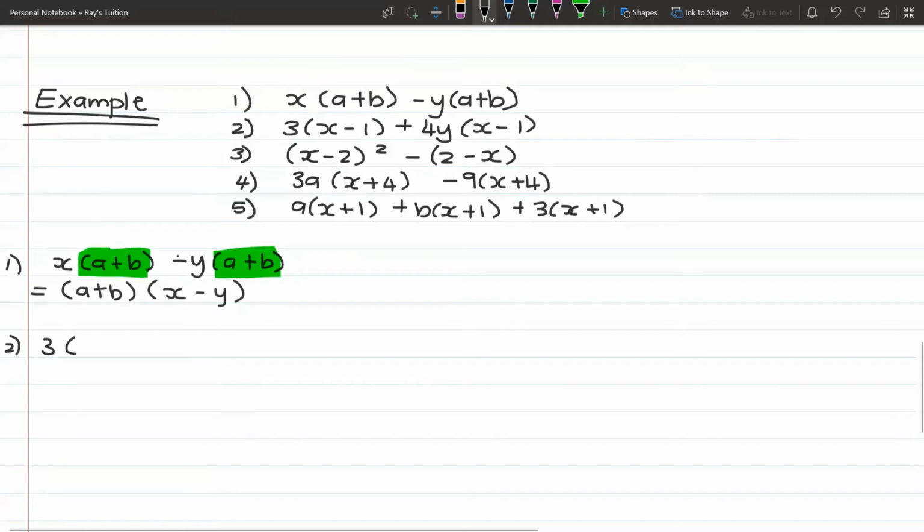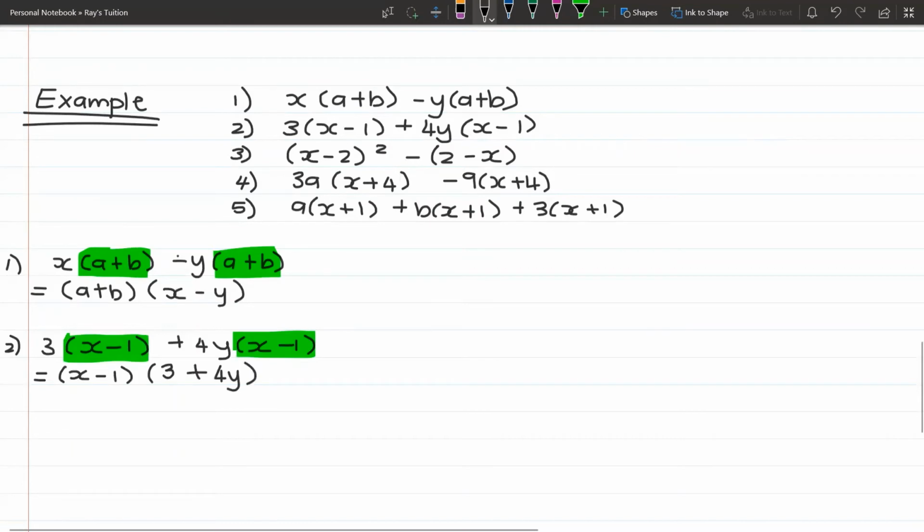Let us try the second one. We have 3(x - 1) + 4y(x - 1). Once again, you'll notice that there is an (x - 1) in both of the terms. So that is our highest common factor. We're going to take it out as a highest common factor, and we divide the first term by (x - 1), we're simply going to get 3. And if we divide the second term by (x - 1), we are going to get 4y.